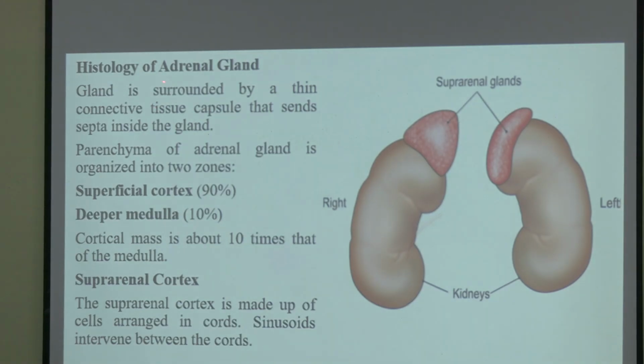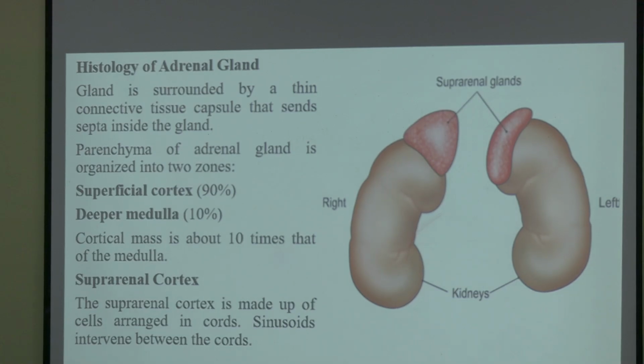In case of histology of the adrenal gland, the same way we have discussed the pancreas, in a similar way we have to discuss this. Here also you can see the gland is surrounded by a thin connective tissue capsule. Then it is sending septa inside the gland. The same story is followed.